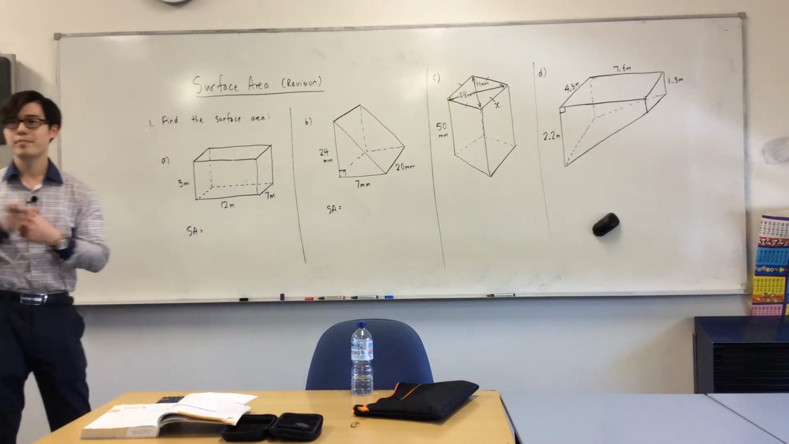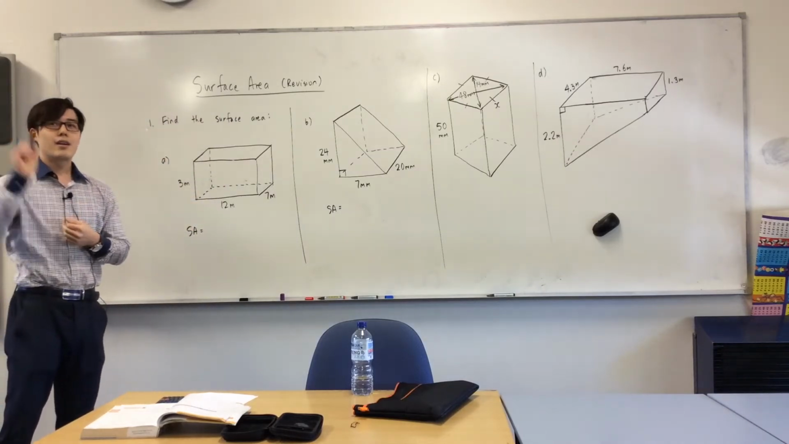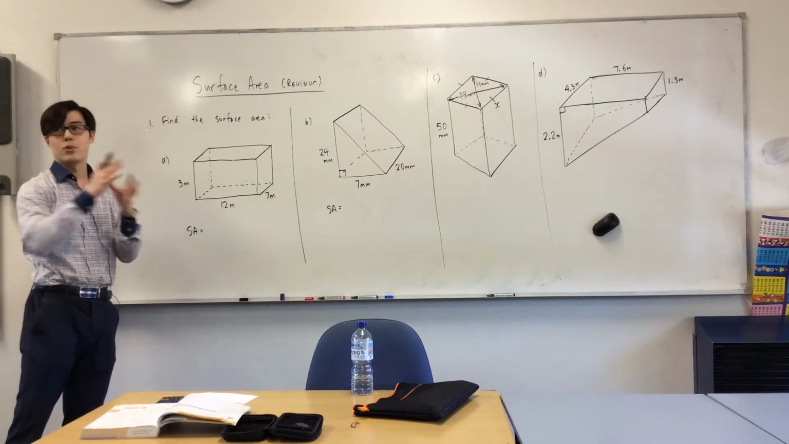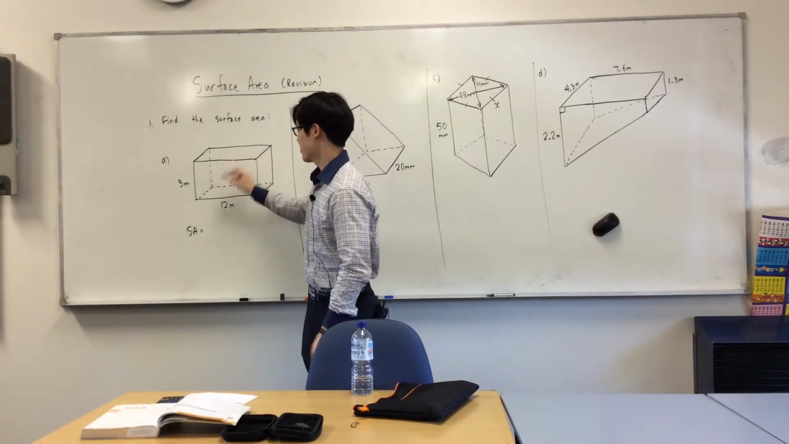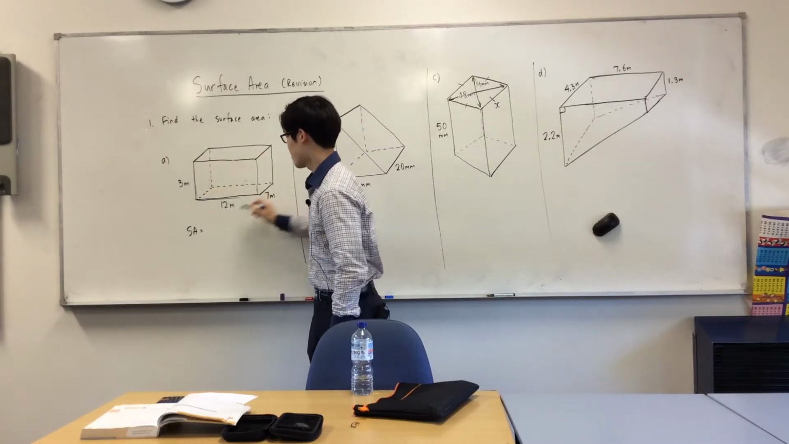What's surface area all about? The area of all the sides. Finding the area of all faces, then add them all up. Yep. We want to start with this rectangle here. What's the area of the front face? 3 times 12.